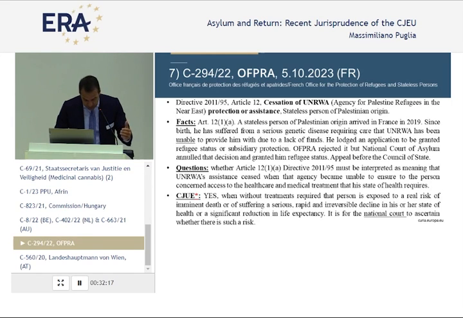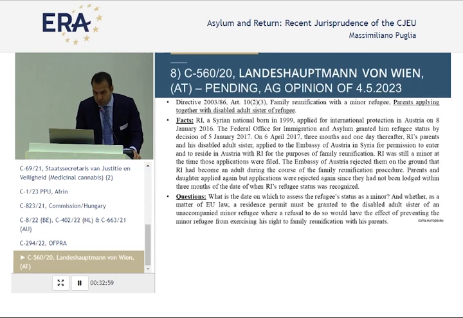and consequently that the person concerned has been forced to leave the area of operation of the agency, that person's personal safety must be at serious risk, and it must be impossible for the agency to guarantee that assistance. So the court states in the end that where the person is exposed to a real risk of imminent death or to a real risk of suffering a serious, rapid, and irreversible decline in his or her state of health, or a significant reduction in life expectancy, in this case, we have to consider that the assistance from the agency has ceased.